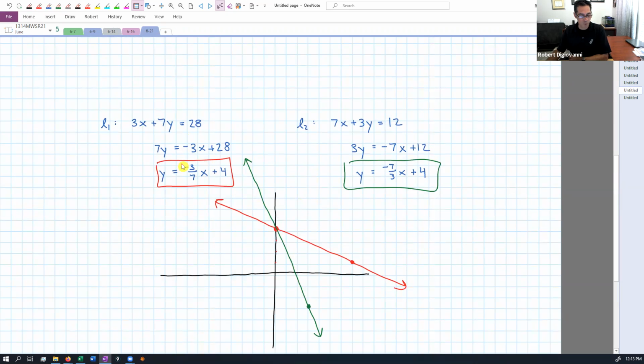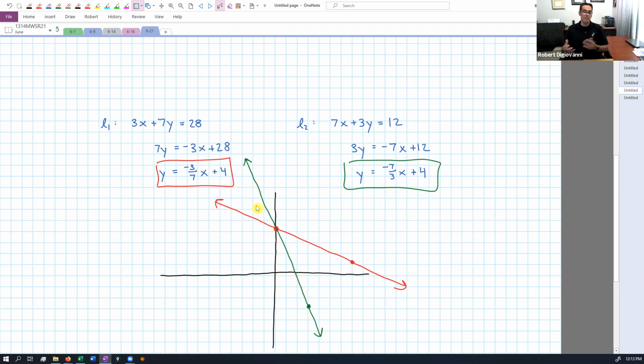This is me solving for y on the first one and second one. And then this is me graphing both of the lines. So when I graphed this one, I went to the y-intercept of 4. And from that point, I went down 3 to the right 7. So down 1, 2, 3, and then to the right 7. And I drew a line. And then on this one, my y-intercept is also 4. This time I went down 7 to the right 3, and I have this line.